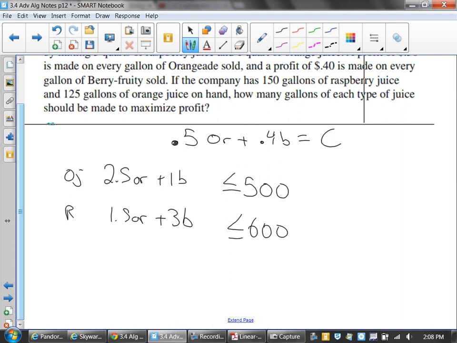Yeah? Are you at the 500 and 600? It's telling you that it starts with 125 gallons. So that's why I said we want to convert it to quarts. That way all of our units are the same. I didn't know where I was supposed to convert it. I didn't understand how when I was reading it.